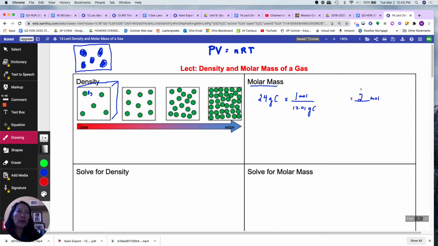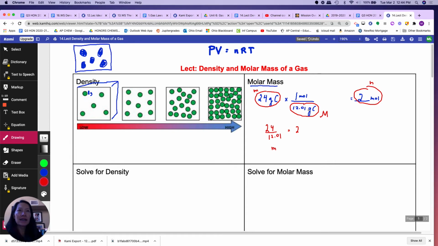The symbol for mole is lowercase n. The symbol for grams is lowercase m. The symbol for molar mass is uppercase M. So to get 2, we had to take 24 divided by 12.01, right, is equal to 2. This formula says that you take 24, which is the mass, divided by the molar mass, which is 12, is equal to n.